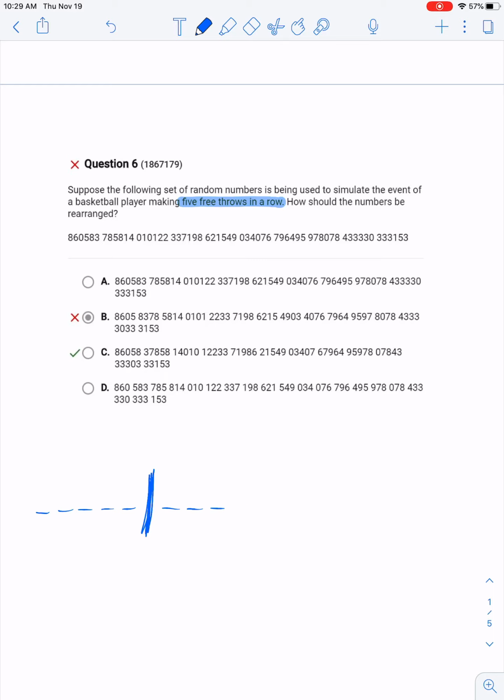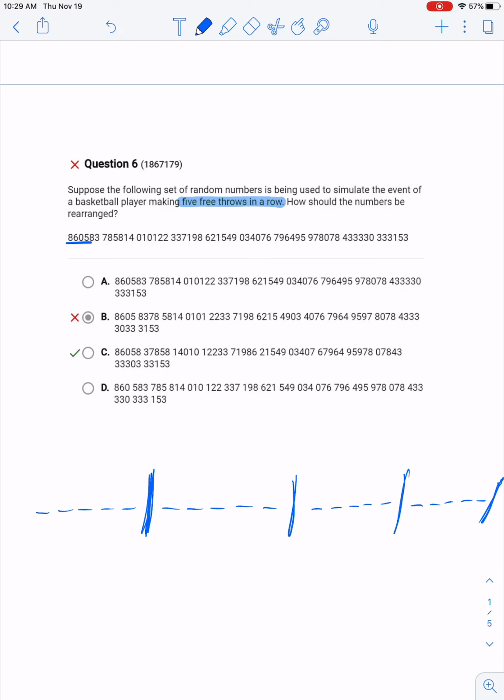Then there's another set of 5 numbers. Then another set of 5 numbers. Then another set of 5 numbers. So every time they do the simulation, it's going to have 5 numbers that represent the 5 free throws that he's shooting, okay? It says, how should the numbers be rearranged?